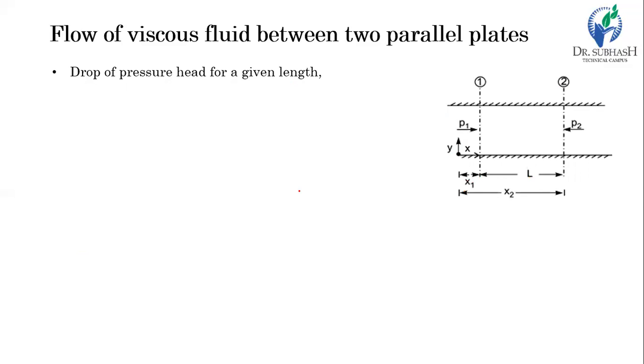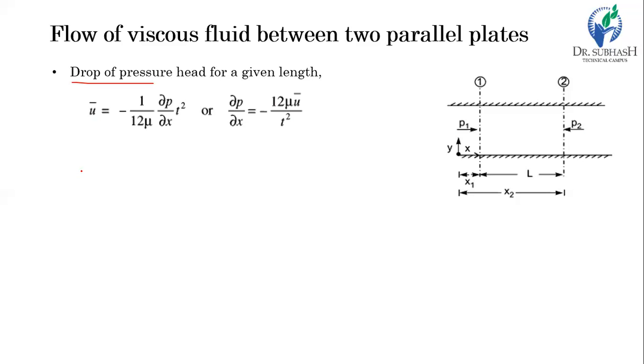To get the value, we must start with the average velocity u bar equal to minus 1 upon 2 mu, del p by del x, into t square. But here we require the drop of pressure, so make the pressure term a capital P. So del P by del x equals minus 12 mu u bar upon t square. To get the pressure difference, we must integrate this equation between section 1 and section 2.